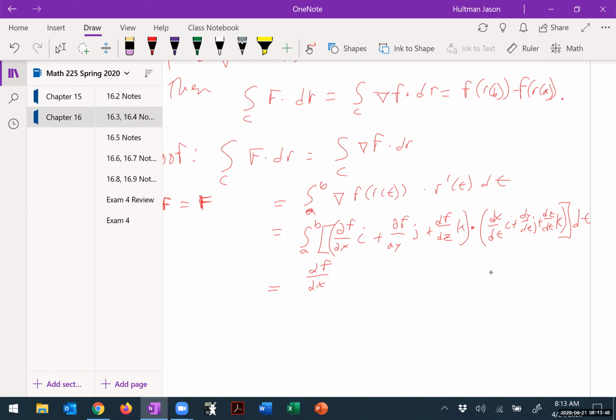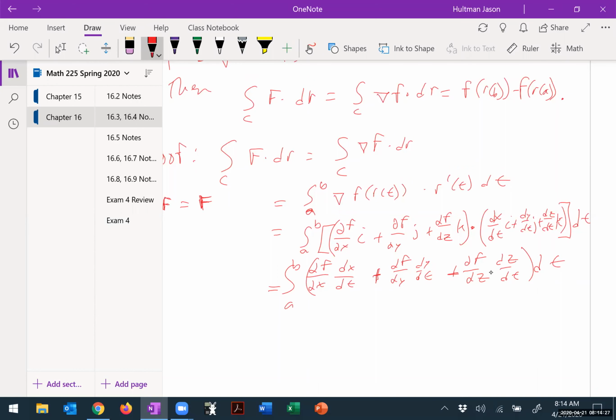This is dx dt, plus partial of f with respect to y, dy dt. Sorry, there are no i's and j's anymore. We do the dot product. My bad. Plus df dz, dz dt, from a to b, all with respect to dt.